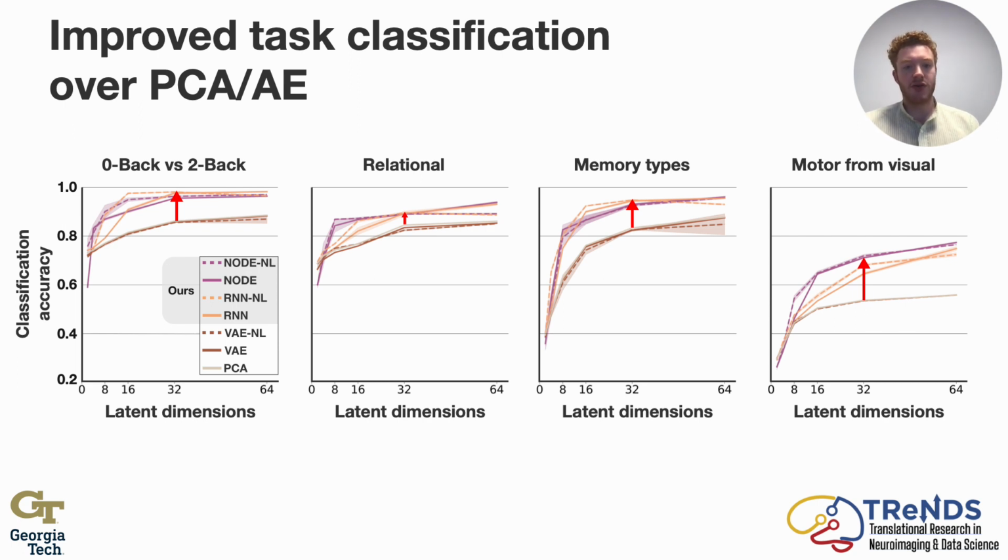The third figure is also from the working memory task, but instead of classifying the 0-back versus 2-back working memory, we classify what types of object the subjects need to remember. This is either a face, a tool, a body, or a place.